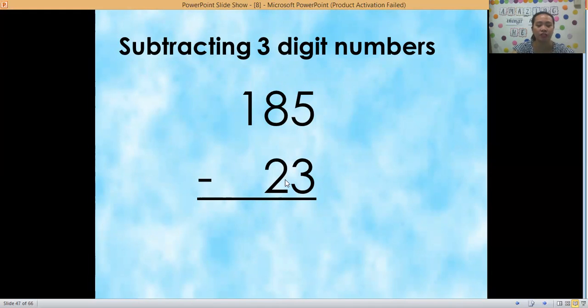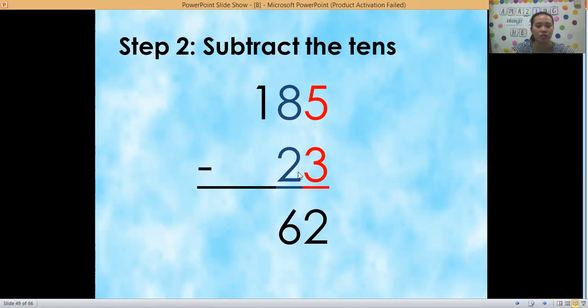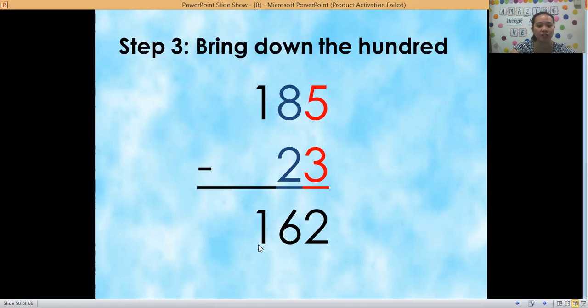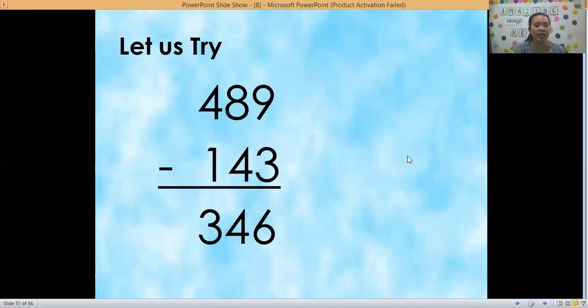Now, let's go to the three-digit numbers. 185 minus 23. Step number 1, 5 minus 3 equals 2. Step number 2, 8 minus 2 equals 6. And then just bring down the 1, or the 100. If there's a number here, you need to subtract also, but in this case there's no number, so just bring it down. Okay, now you solve. Go. Okay, let me see. Show your answer. The correct answer is 346. Who got the correct answer?